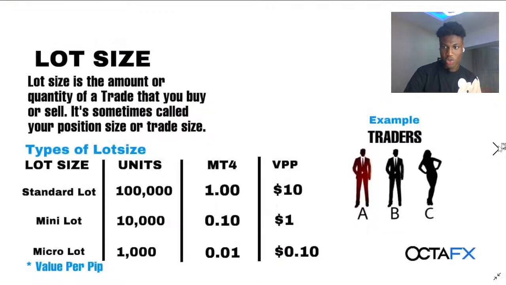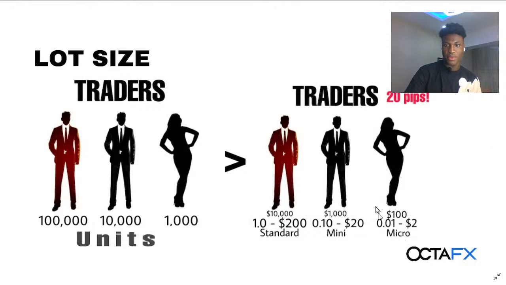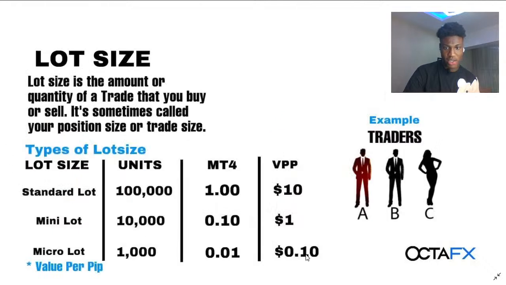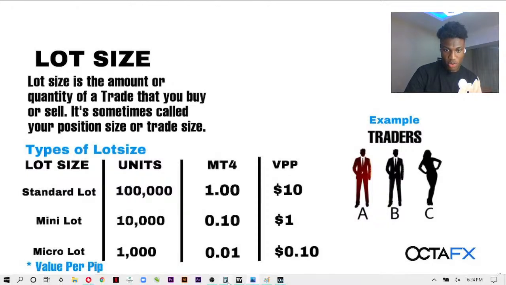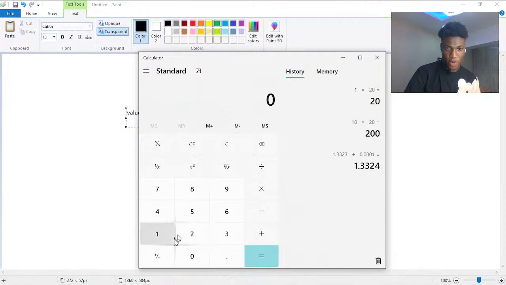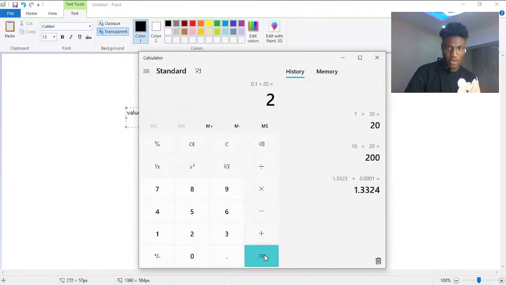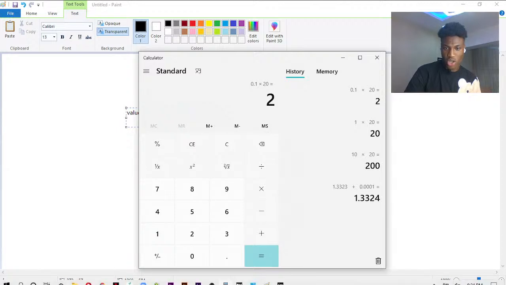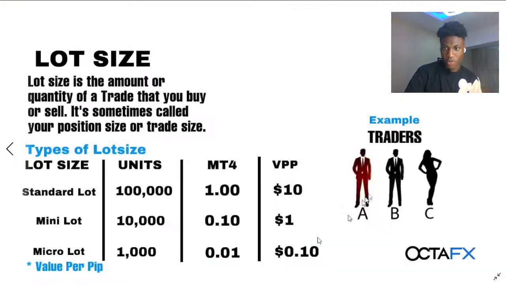Now the third trader, trader C, decides to use a micro lot size, the same 20 pips gain, right? Value per pip for a micro lot size is 10 cents. Now going back, remember the formula: value per pip, which is 10 cents, multiplied by 20 pips, which is the profit level. She's getting $2 out of the trade.